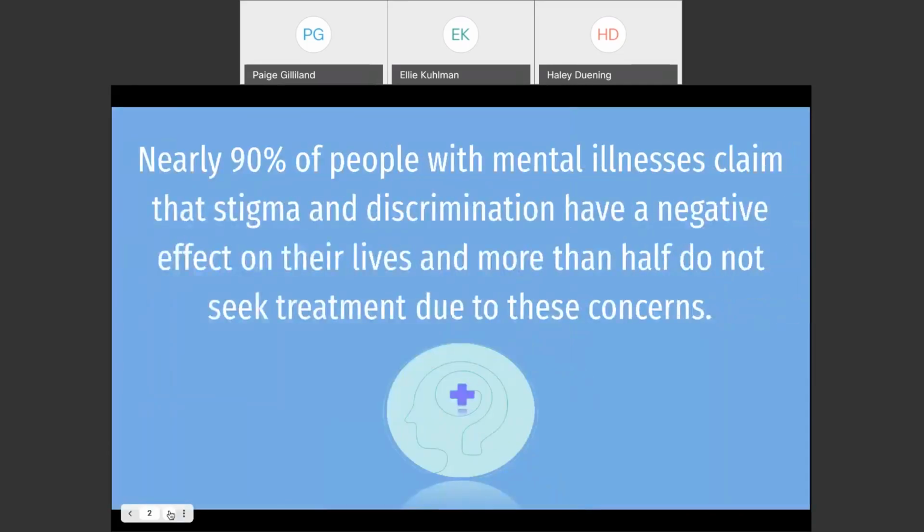The topic of this presentation is important because, according to the American Psychiatric Association and the Mental Health Foundation, nearly 90% of people with mental illnesses claim that stigma and discrimination have a negative effect on their lives, and more than half do not seek treatment due to these concerns.